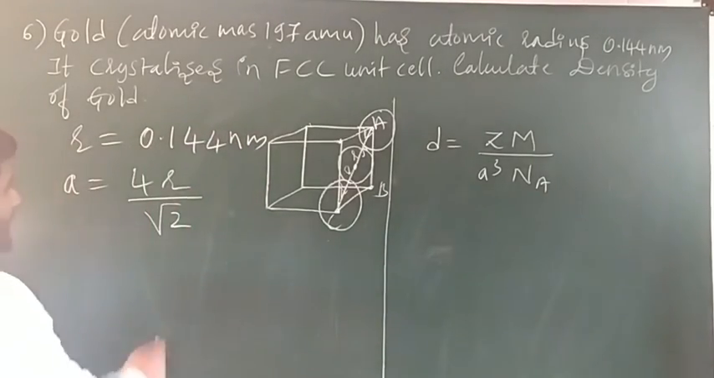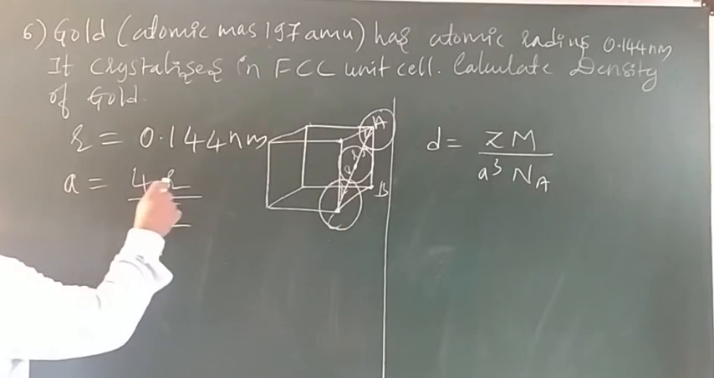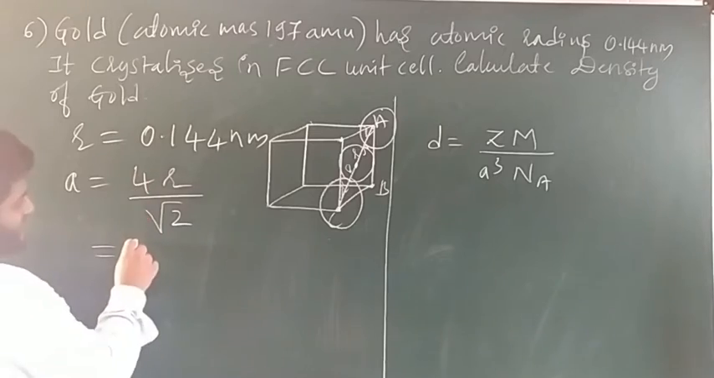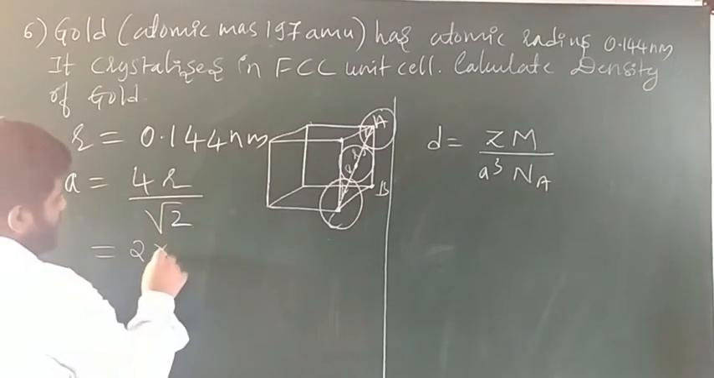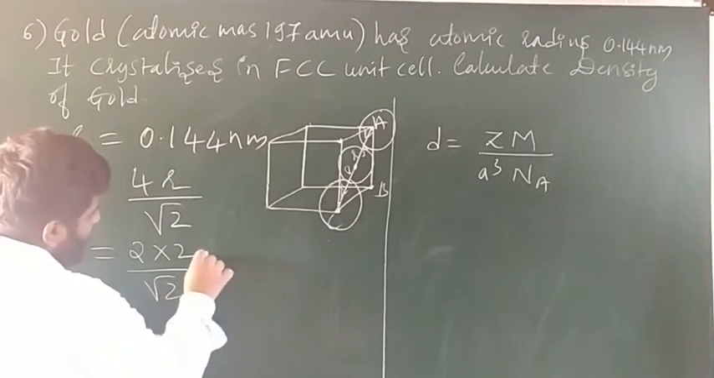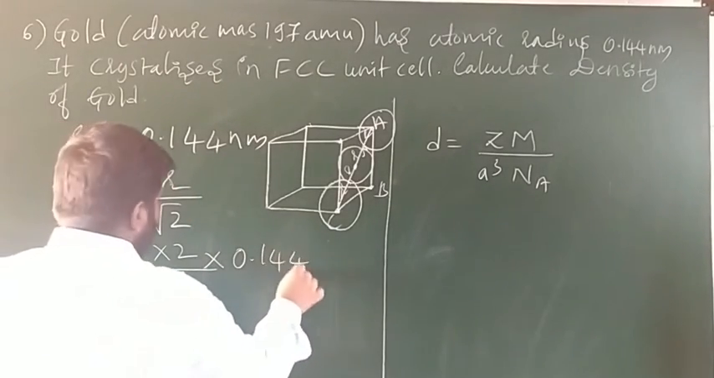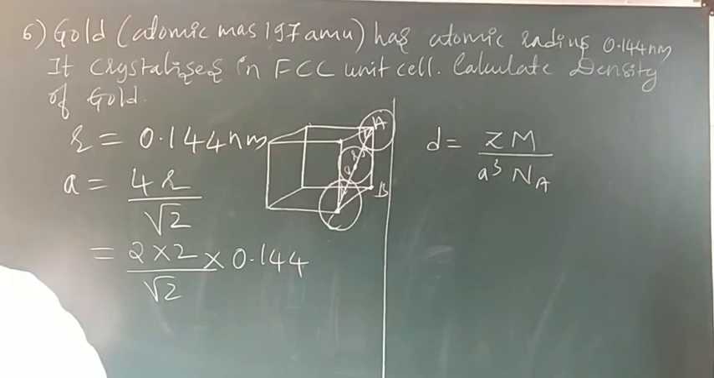Okay. See now. We want A. We have the R value, so we can substitute the value. What is 4, guys? I can write 4 as 2 into 2 divided by root 2 into R. What is the value of R? 0.144 nanometer. Yes, 0.144 nanometer.